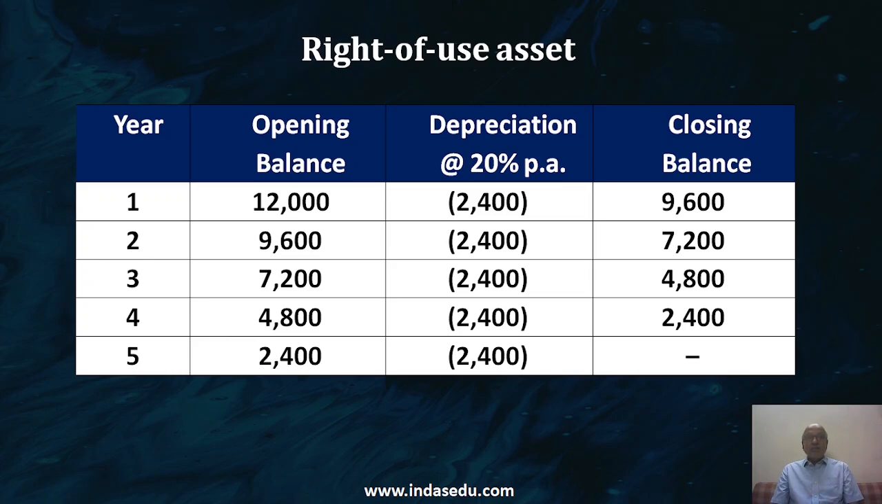Lastly, right of use asset. You see 12,000 rupees the opening balance, 5 years is the life. They follow the straight line method. So every year they charge 20% of 12,000, that comes to 2,400. The process goes on until the 5th year, when the value of right of use asset becomes zero.